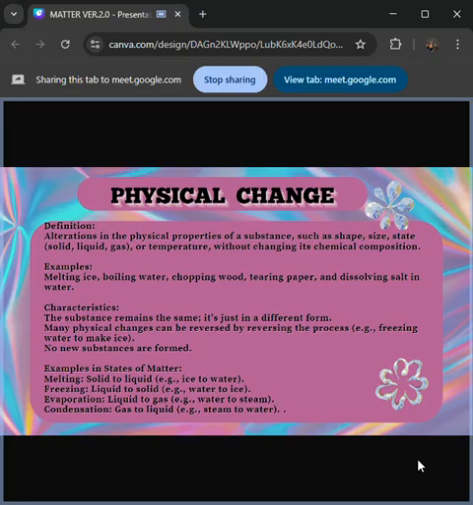So then, characteristics of a physical change. The substance remains the same; it's just in a different form. Many physical changes can be reversed by reversing the process, like freezing from water to ice or melting from ice into water. So there are no new substances formed. Examples are melting, solid to liquid, ice to water, as mentioned earlier, and then freezing, liquid to solid, water to ice. Then we have evaporation from liquid to gas, so water to steam, and then condensation, gas to liquid, or steam to water. So, anyone, does that make sense?